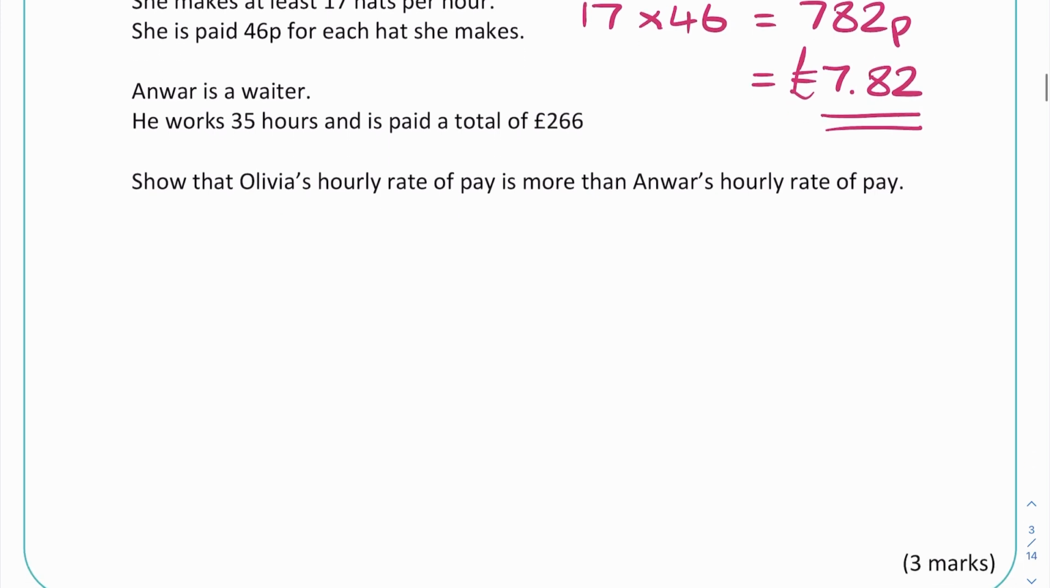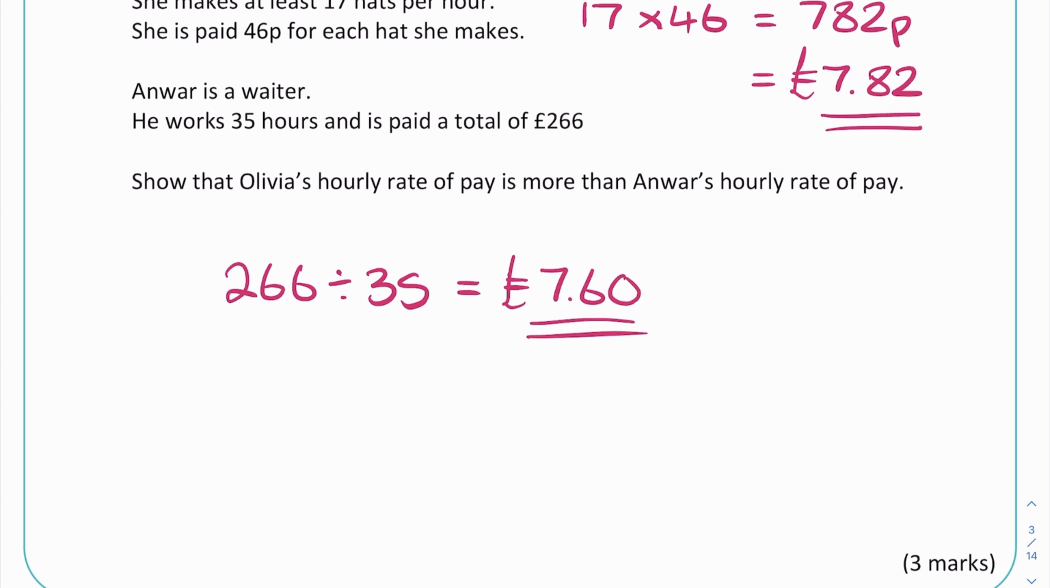If we move on to Anwar, Anwar works for 35 hours and he's paid £266. So if we divide that by the 35 hours, so £266 divided by 35, again just typing that into my calculator, and that gives me £7.60. So it came out on the calculator as 7.6, which is £7.60 in terms of money. So there's Anwar's, he gets £7.60 and Olivia gets £7.82. So show that Olivia's hourly rate of pay. I just want to make this really obvious. I'm just going to point an arrow there and just say Olivia is paid more. Just labelling the fact that I know what I'm talking about.